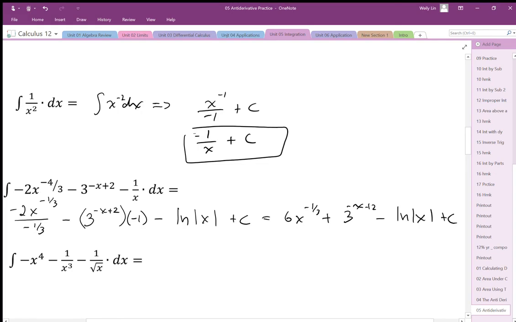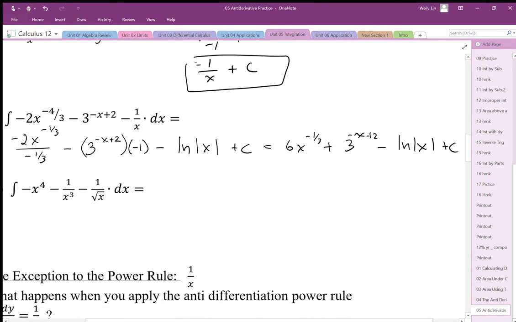Okay, and again, this one here is just going to be straight power rule. So we're going to get negative x to the power 5 divided by 5 minus, this is going to be x to the negative 2 divided by negative 2. This is going to be, start with negative 1/2. We're going to end up with positive 1/2. And again, we divide by the 1/2 plus c.